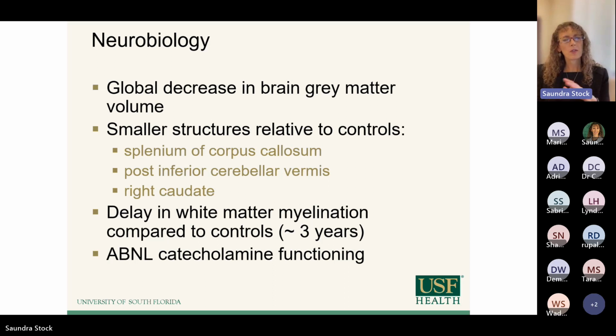And there's a variety of structures that are affected, in particular the splenium of the corpus callosum, which is relaying information between the two sides of the brain. They have a smaller inferior cerebellar vermis, which relates to those timing deficits. And they have some difficulties in the right caudate, which relates to some of the movement difficulties they have. And they've got abnormal catecholamine functioning. Like I said, they may have abnormalities in how dopamine is responded to and how it's moved around in the brain. So from a neurobiologic standpoint, there's a number of things going on there.